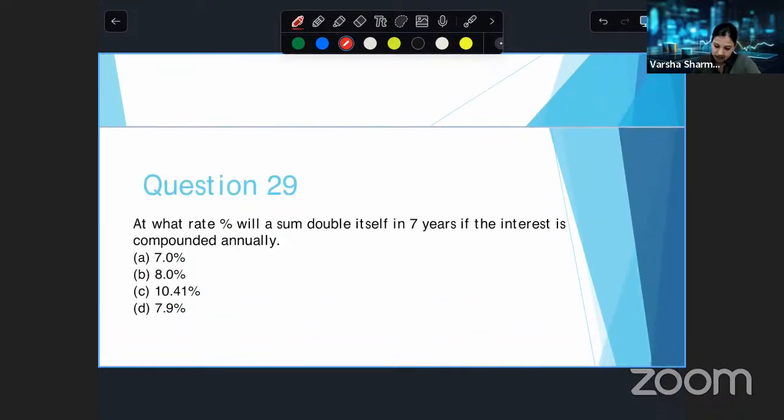At what rate percent will a sum double itself in 7 years? What was the formula for double? 72 by R. That gives us the time, and the time given to us is already 7 years. So what will be the rate? 10.28. Since we don't have the option, none of these. Done? What was the formula for triple? 114 by R.